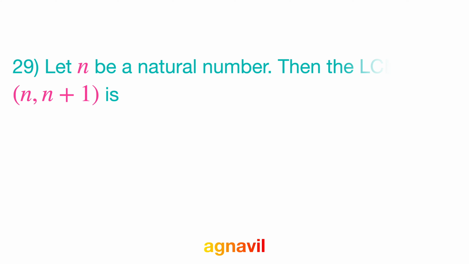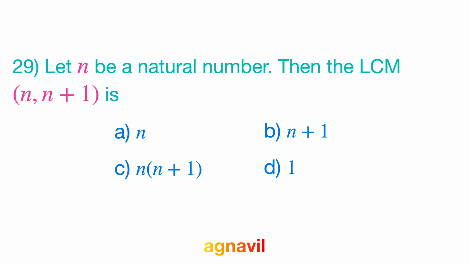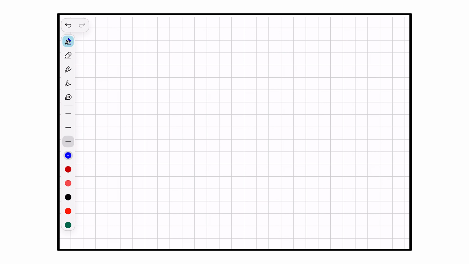Let n be a natural number, then the LCM of n and n plus 1 is, we have 4 options. How can we solve this? In this case, I will straight away write the answer. The answer will be n into n plus 1. That is option C. Why?